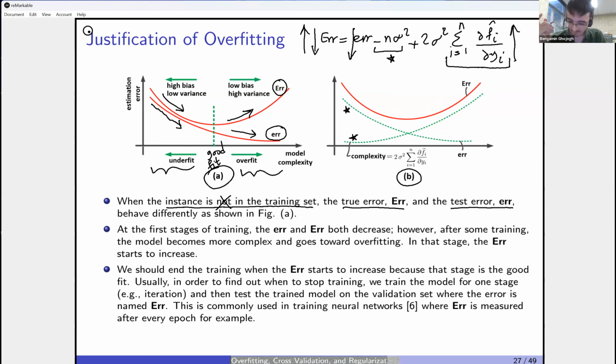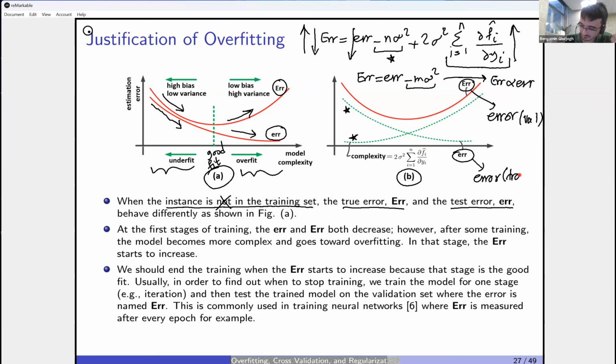And as we saw, for a validation set or test set, which is not in the training set, the formula was this. The true error was empirical error minus m sigma squared, which is a constant. So we can say that empirical error was a good estimation of true error. Therefore, we can see this true error as the error of validation or test, and we can see this error as the error of training.